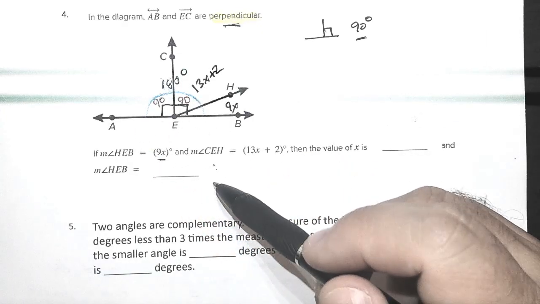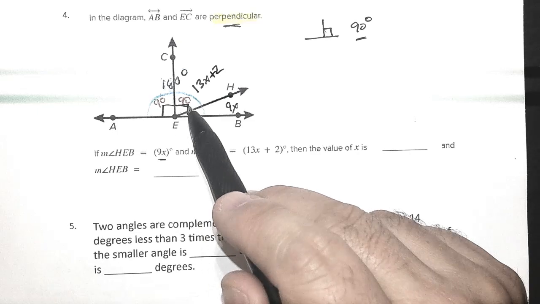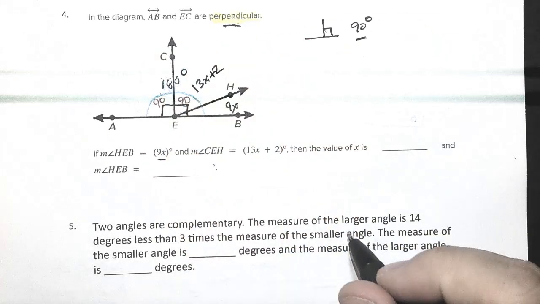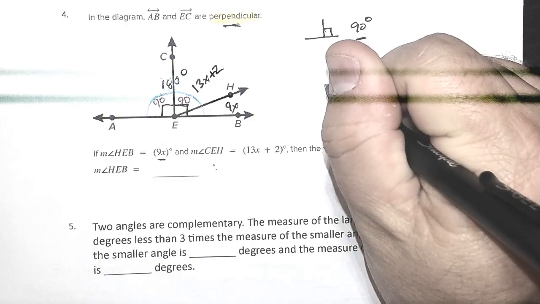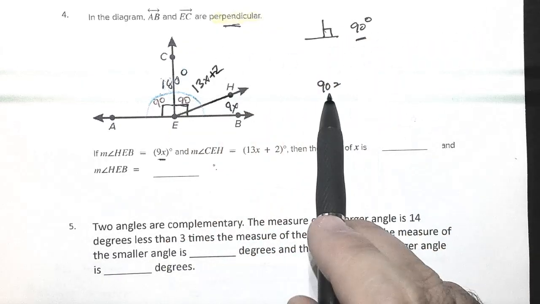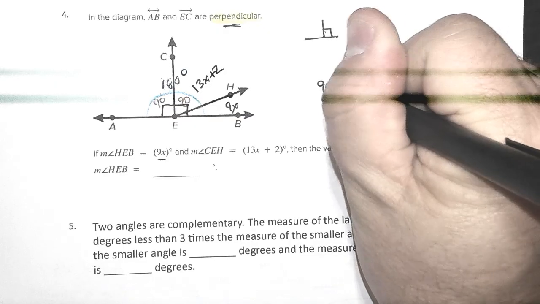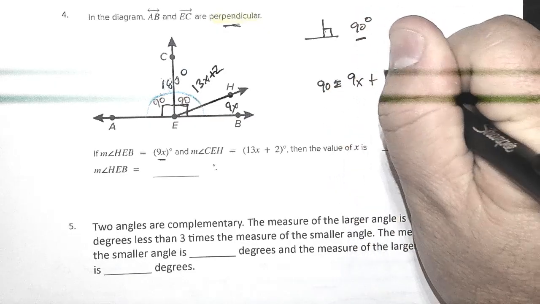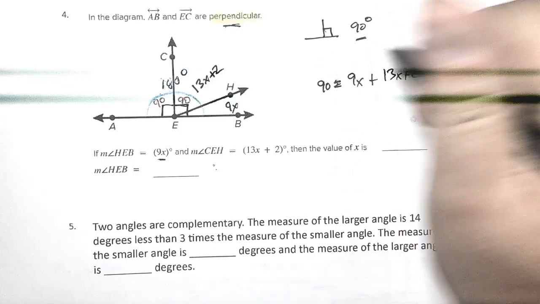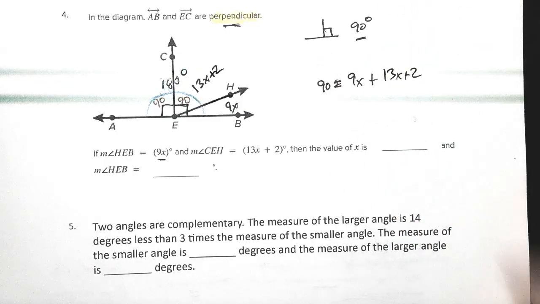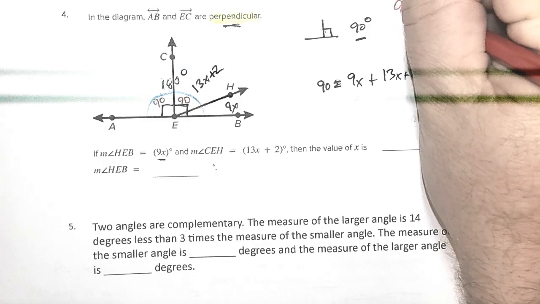All right, so see, this box covers both of these angles. And I said perpendicular is 90. So if I'm writing my equation, I already write 90 equals. So it's going to be 9x plus 13x plus 2. And this is where I've messed you guys up. Let me go up here and write this correctly.